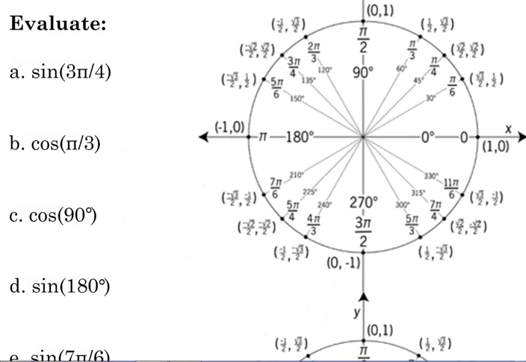Okay, so let's look at how we actually use this. They will ask you to evaluate your trig ratios for certain angles. So the first example there is the sine of 3 pi over 4. Here's how you handle that.